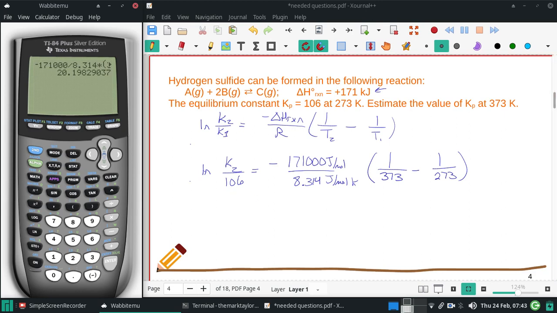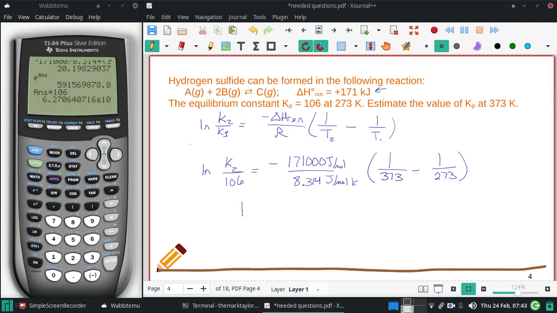Now to get rid of the natural log, I'll take the inverse natural log of this. That value should be K2 over K1, so I'm going to multiply this by 10^6. Telling me that I should get a K2 of, to 3 significant figures, 6.27 times 10 to the 10th.